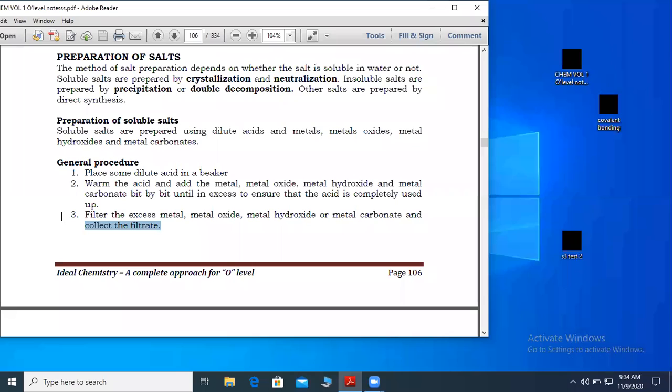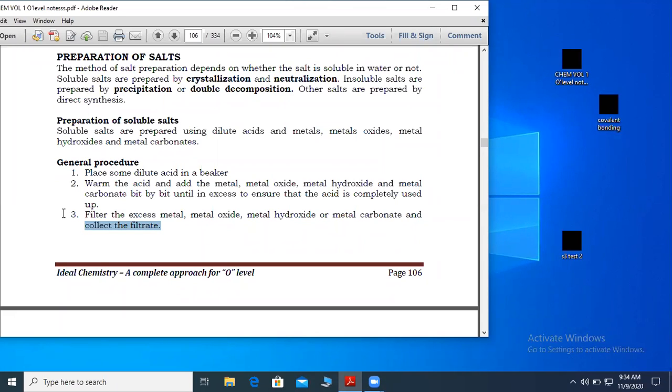Saturate the filtrate by evaporating and allow the solution to cool, as it cools to form the salt crystals. Repeat, you were very fast. Saturate the filtrate by evaporating and allow the solution to cool, as it cools to form the salt crystals. Good. You people are very good. Thank you for understanding the concept there.